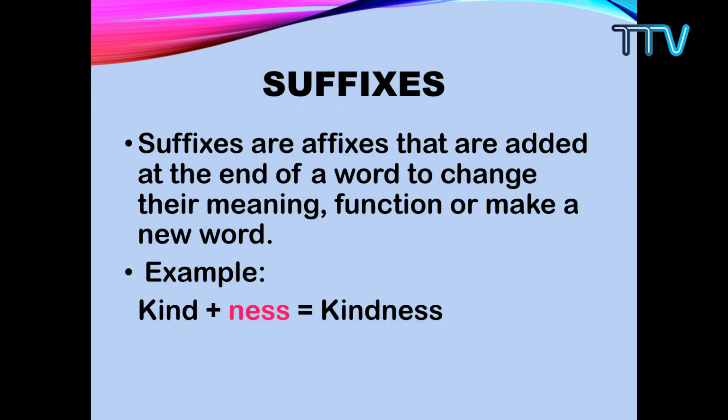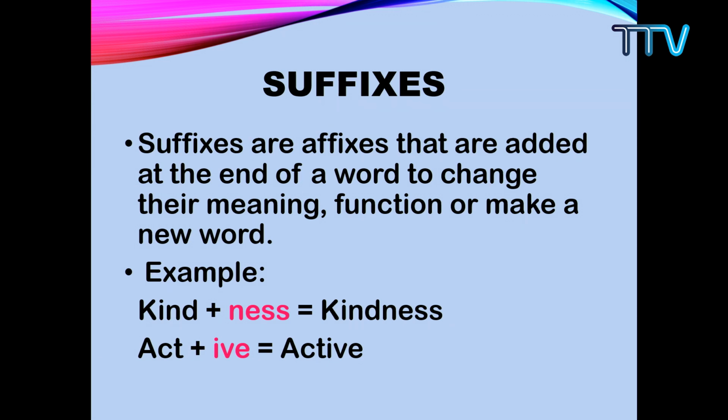For example, kind plus ness, kindness. Ness is the suffix here. When you attach this suffix ness to the word kind, what you will notice is, he is kind, she is kind. Kind here is an adjective, right? When you attach the suffix ness to the word kind, it becomes kindness, which is a noun. So it changes an adjective into a noun. The word form is changed. The class of the word is also changed.